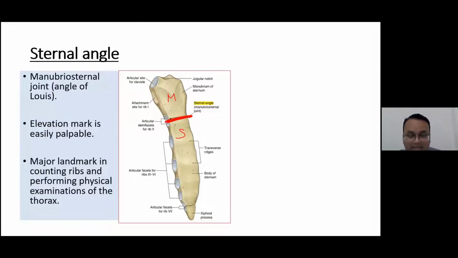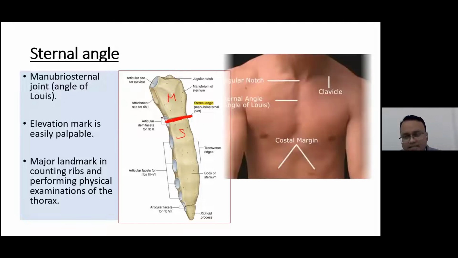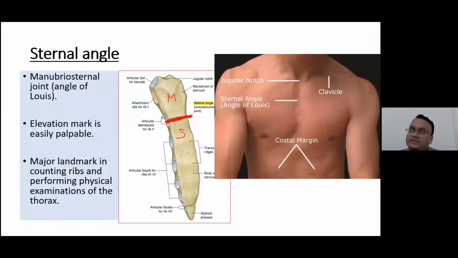So this angle of Louis is an elevated mark which is easily palpable. It is not so much seen by observation, but rather by palpation. It is easily palpable because there is an elevation. It forms a slight angle, because the manubrium is tilted posteriorly backwards, and the body of the sternum is more vertical, so it forms a little bit of elevation.